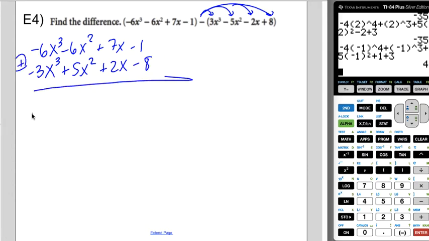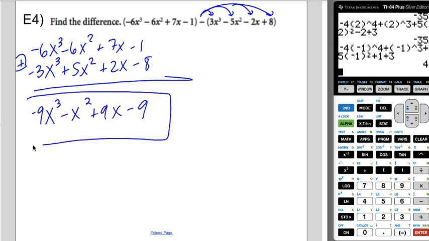I distributed that negative and I add, so I get negative 9x cubed minus x squared plus 9x minus 9, and that's already in standard form, so that's my whole answer.